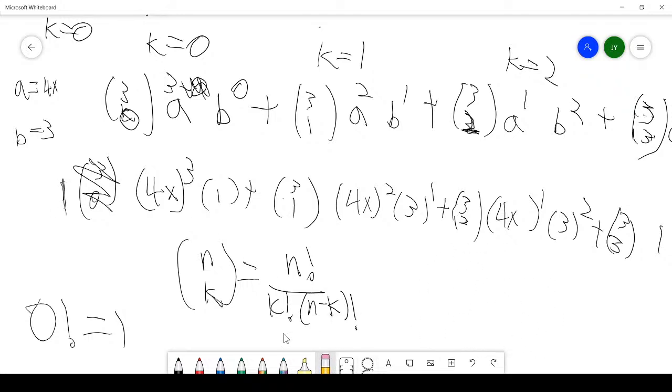Let's figure out this next one. N remains 3. K is 1. 1 factorial is still 1. 3 minus 2, so 2 factorial, which is 2. So 3 factorial over 2 factorial, essentially. And that just becomes 3. This is equal to 3.